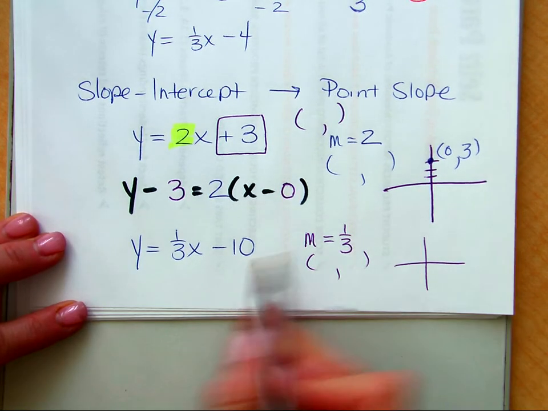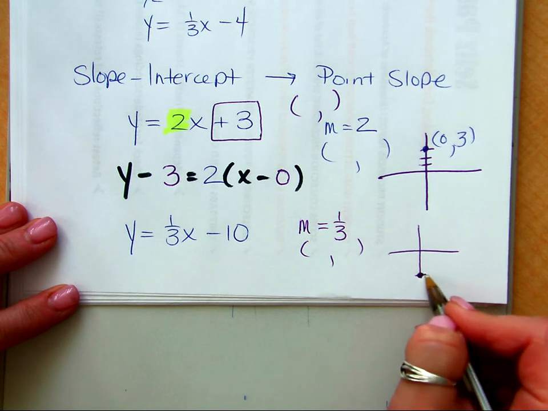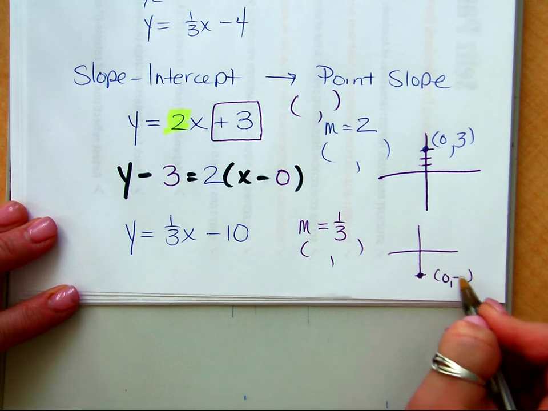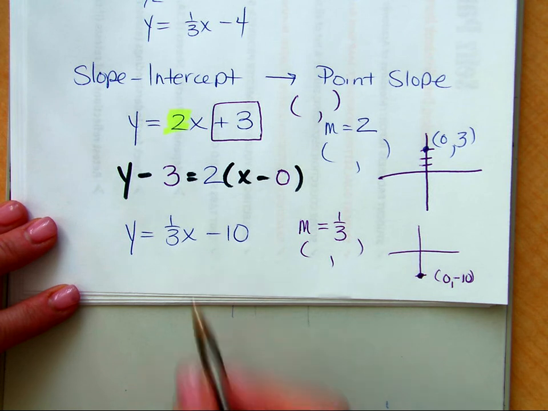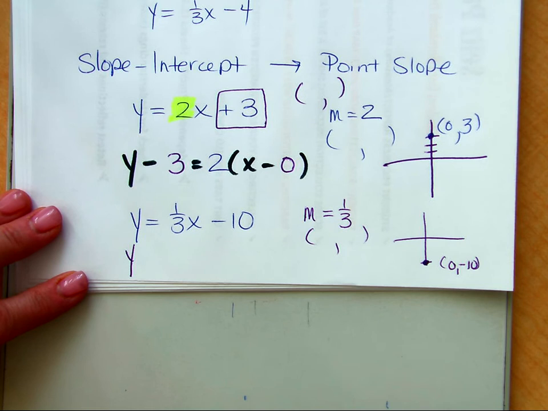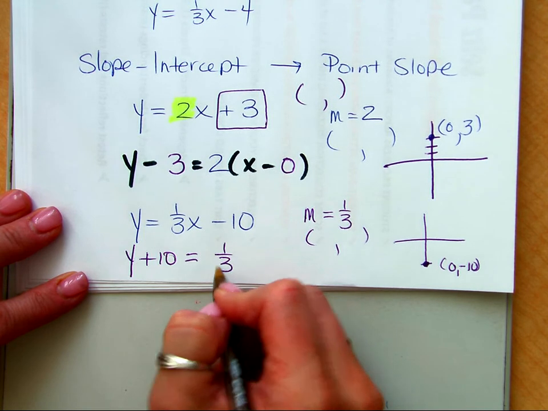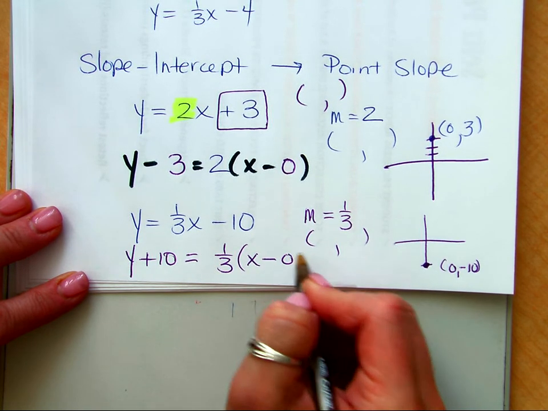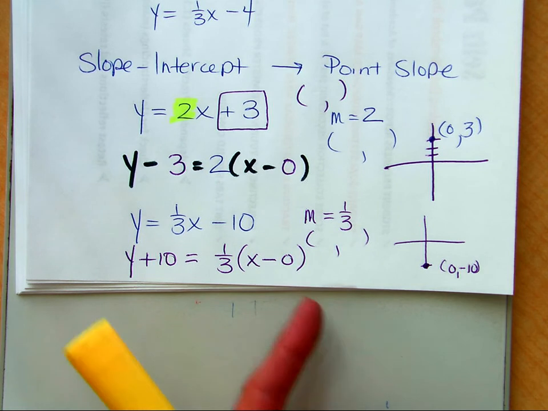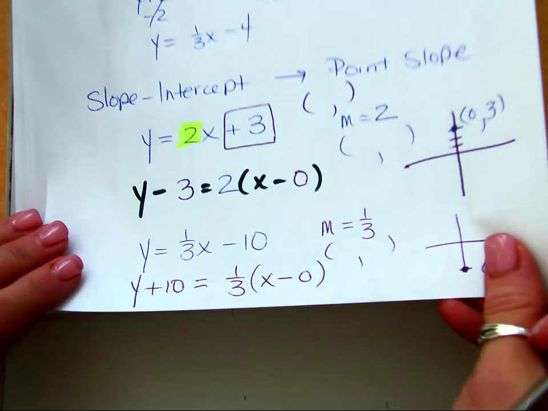If I were to graph this old school style, I would go all the way down here to negative 10. Oh, and the name of that point happens to be 0, comma, negative 10. So I'm going to say y. Let's try to do it without writing it out like that. Y plus 10 is equal to 1/3 times x minus 0. And if that's a 0, I don't care if it's a minus or a plus. It doesn't matter. But okay, so I got one more thing to show you, and then we're done.